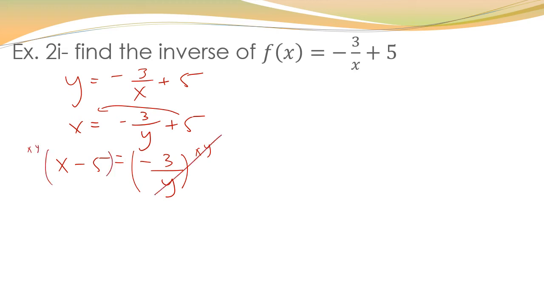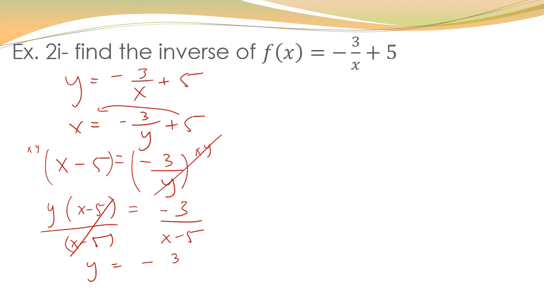Times that by y. Now I wouldn't write it as xy minus 5y. We're just going to write it out front, which still means multiply. And we're there. We're almost there. How do you get rid of the x minus 5? We'll divide both sides by x minus 5. Those are gone. You're left with y equals negative 3 over x minus 5, which is still a reciprocal function.